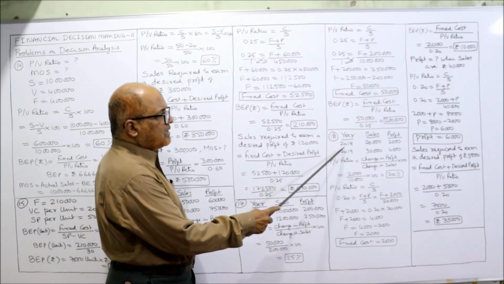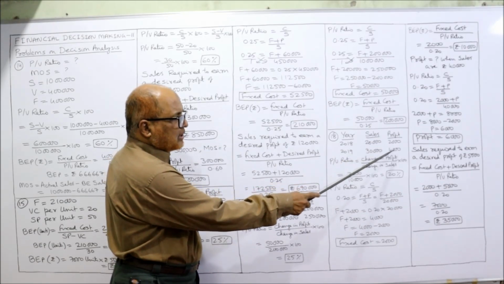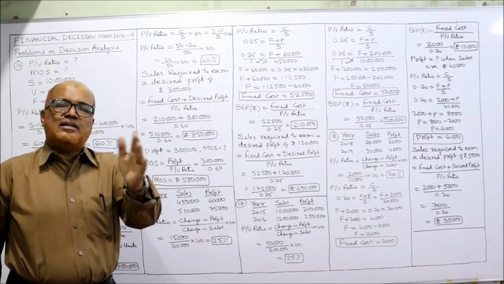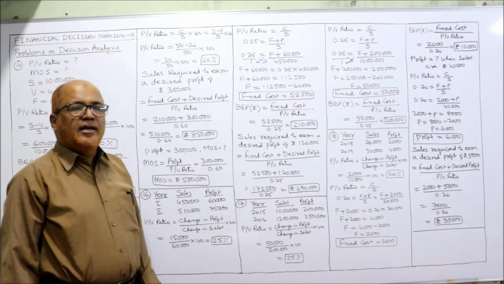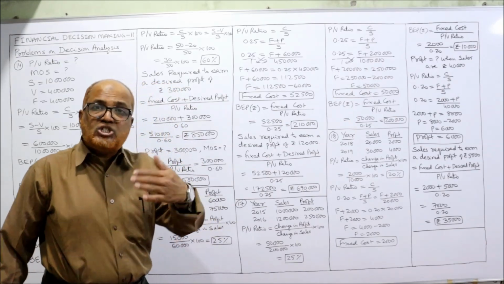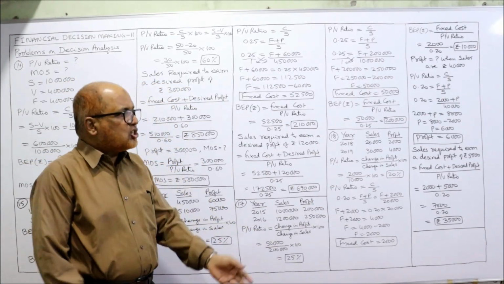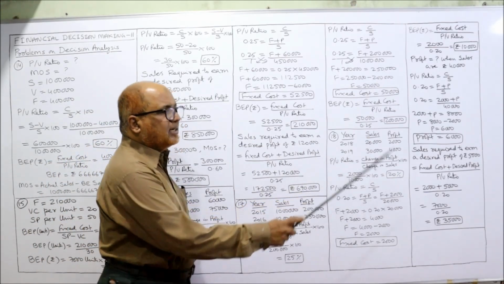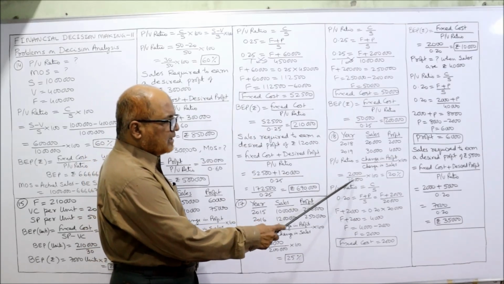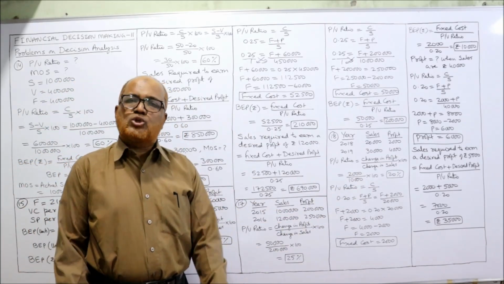Now year 2018, 2019, sales are given 20,000, 30,000, profit is given 2,000, 4,000. Now PV ratio, change in profit by change in sales into 100. Change in profit from 2,000 to 4,000. How much is the change? 2,000. So change in profit 2,000. The sales are changed from 20,000 to 30,000. 10,000 is the change. So 2,000 by 10,000 into 100, 20%. First question completed, PV ratio.